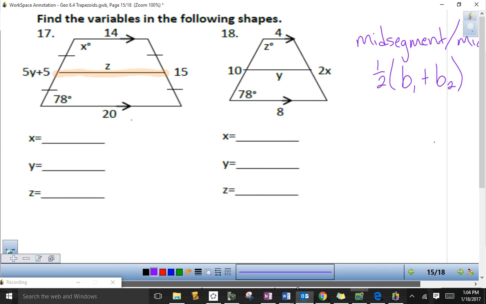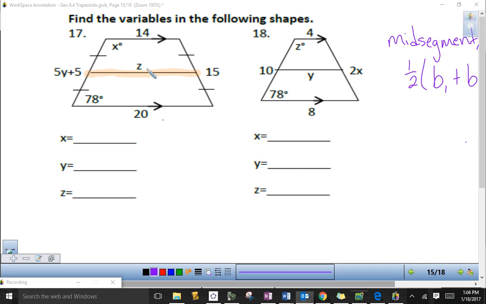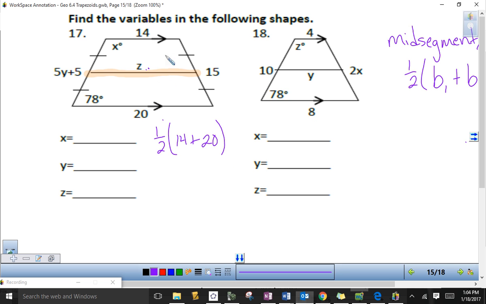So let's use that to solve for z here. Okay, we're taking 1/2 of the first base, which is 14, plus the second base, which is 20. Remember, the bases are the sides that are parallel to each other. If we take 14 plus 20, that's 34, and half of that is 17. Okay, so our mid-length or our mid-segment is 17.